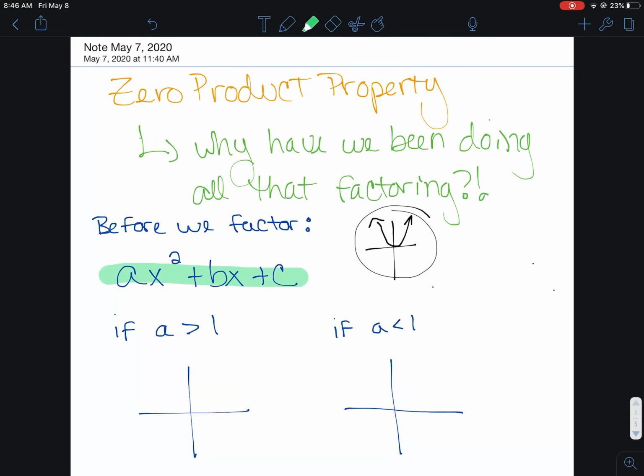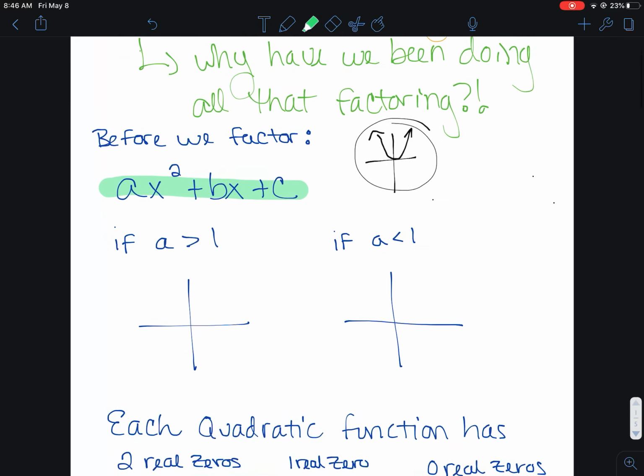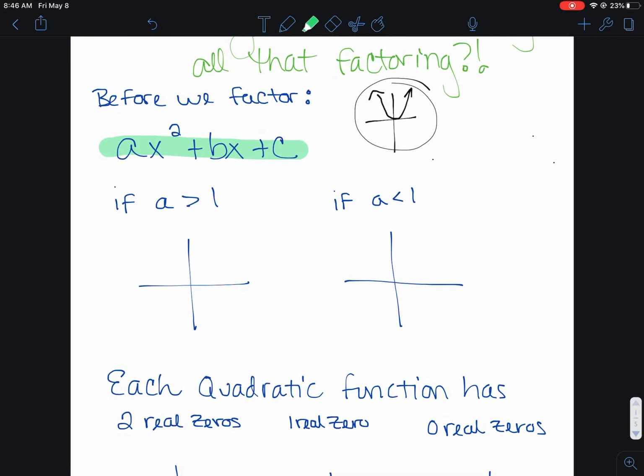But first, let's think about our quadratic function, ax squared plus bx plus c. One thing we have to know from this is that the a value dictates whether the graph faces up or faces down. And we talked about this a while ago with transformations. Remember, if a is positive, the graph faces up. If a is negative, it's going to reflect over the x-axis. So if we had negative x squared, it's going to face upside down.